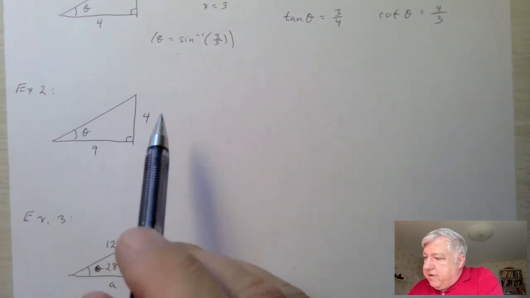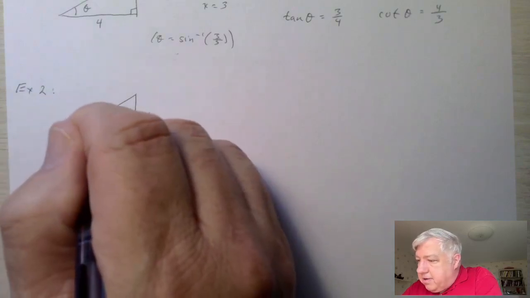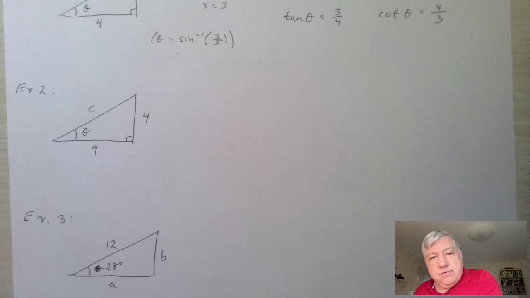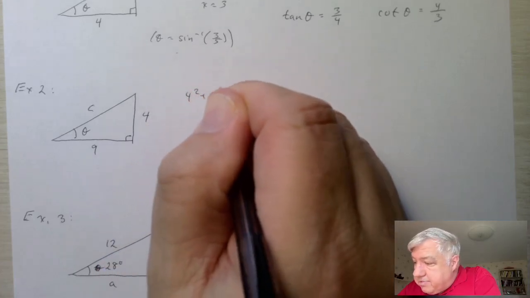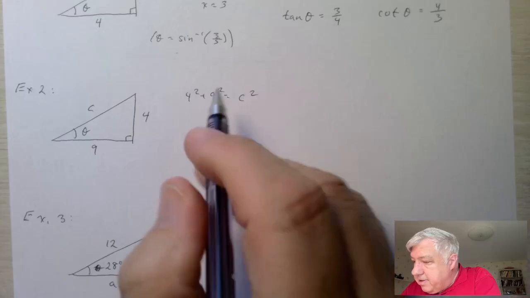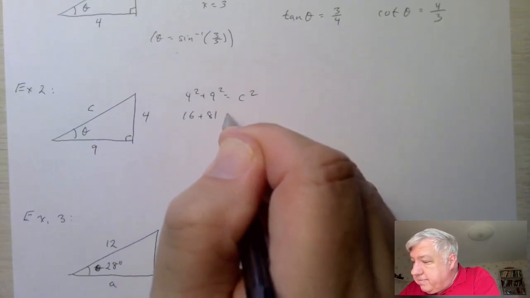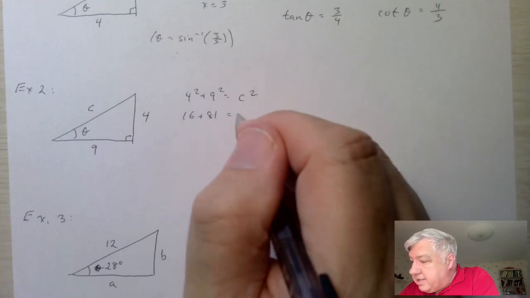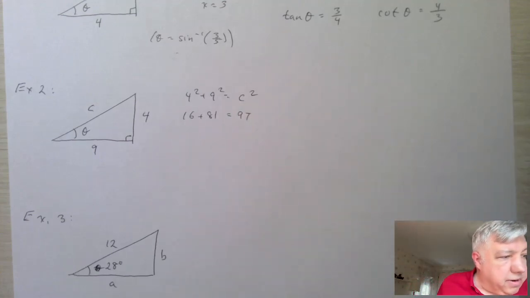Here we can do the same thing we did above. Let's call this C for the side we're defining. So we know that 4 squared plus 9 squared is equal to C squared. This is 16 plus 81. So this is 97.